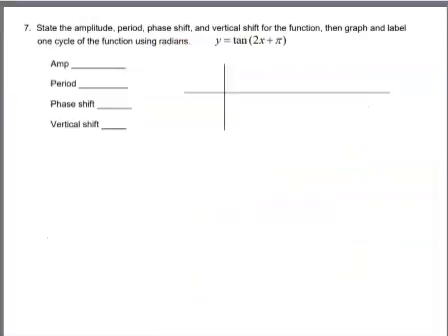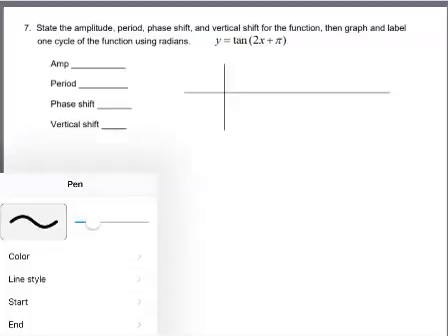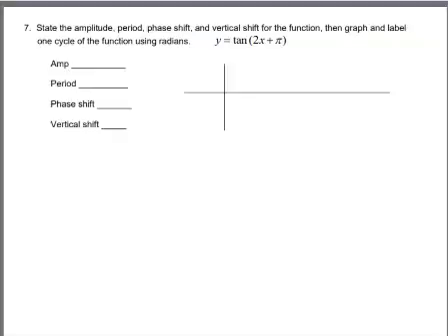Okay, so tan. The hard part about tan is graphing the period and the phase shift. It's not necessarily hard to find them. Remember, amplitude for tan, there is none. The reason is because this is the shape of the graph. It's going to keep going up and up and up. The vertical shift, there is none, because there was nothing added or subtracted at the end.